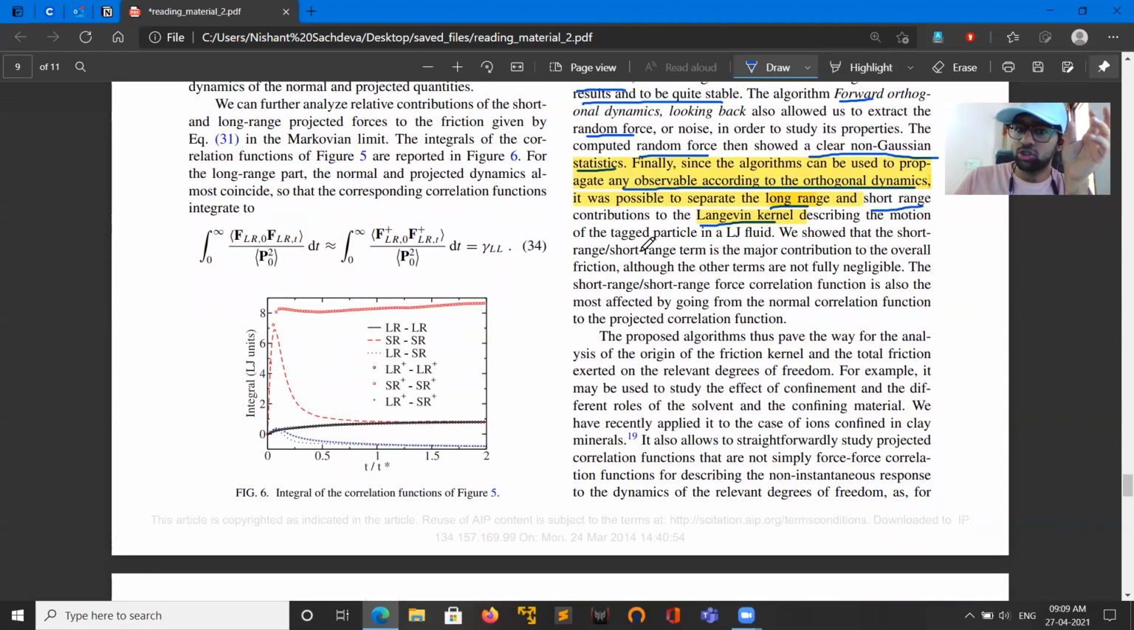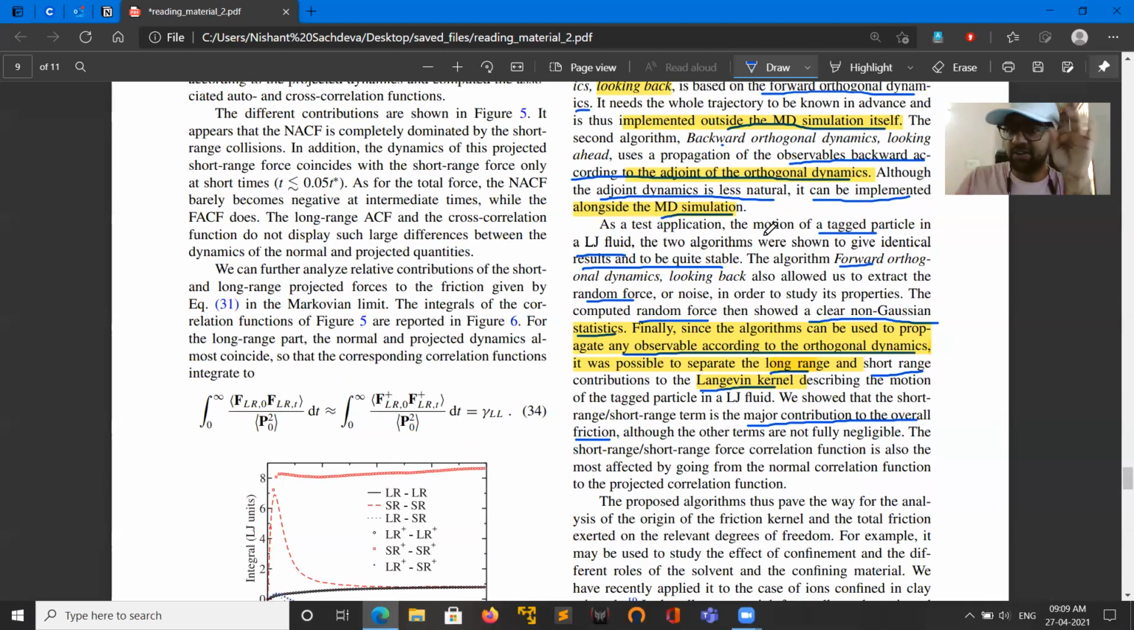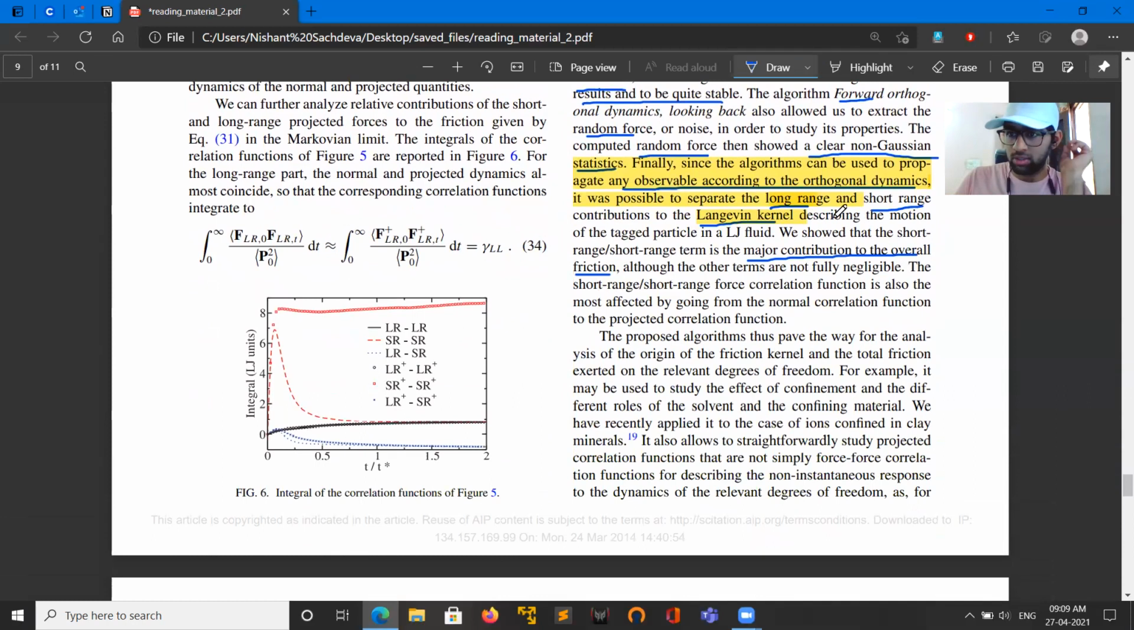Then we showed that the short range, or short term, is the major contribution to the overall friction. Keep these in mind because this is something we haven't studied yet. We know what's happening, so keep in mind the black boxes that are coming along. So there's something called short range and long range forces, and the major contribution to the overall thing is the short range. Although it's major, it's not complete, so other terms are not completely negligible.